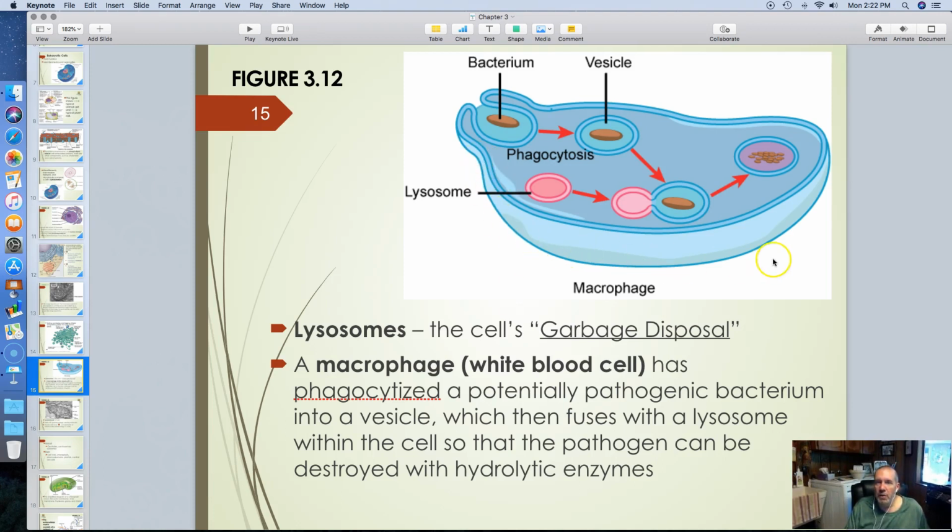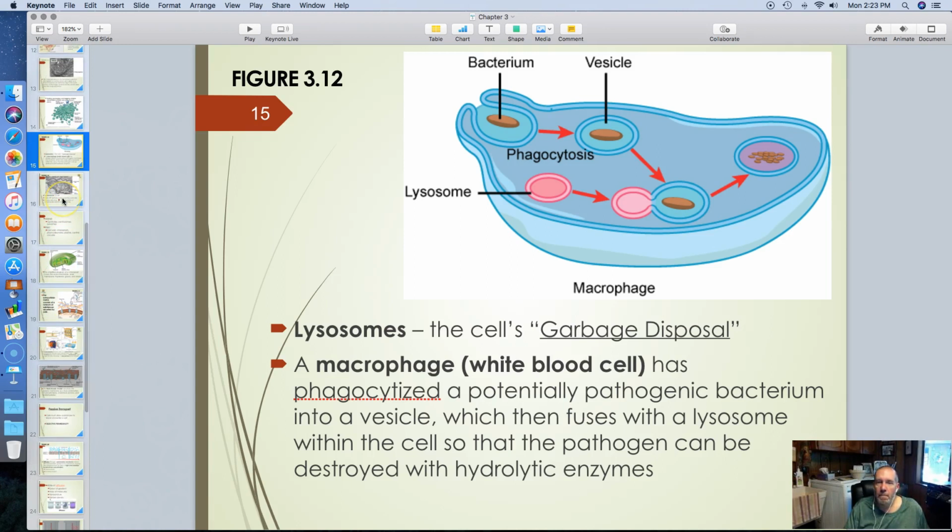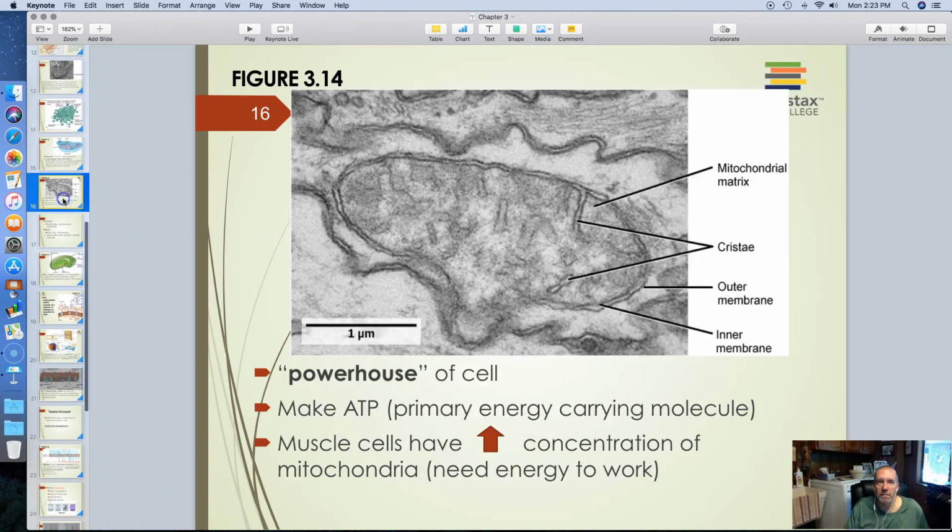So your body generates more of these to hunt down whatever the problem is, and then the lysosome inside of the macrophage breaks it down, renders it harmless, and then whatever's left over can actually leave the white blood cell and be disposed of completely outside of the body. So lysosomes within macrophages.